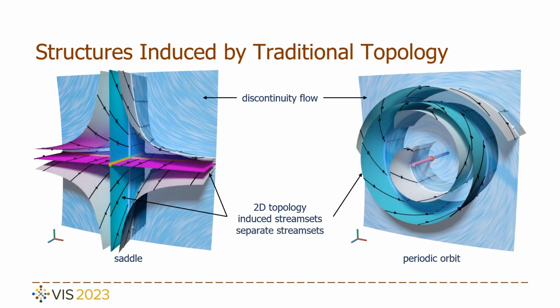We can see that the separating properties of the 2D critical structures are inherited by their stream sets, which now separate other stream sets.